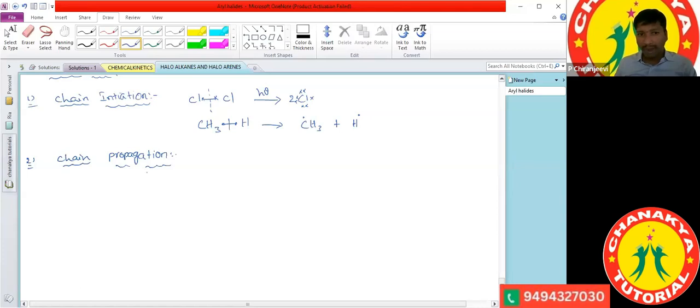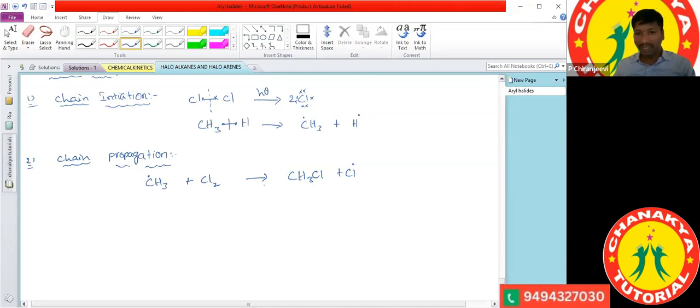What is meant by chain propagation? Now here you got a methyl radical, CH3 radical. It reacts with a chlorine molecule, and it forms CH3Cl plus a Cl radical. Once the product is formed, the reaction is not going to stop. That is the only drawback in the free radical mechanism. When is the reaction going to stop? Only when all the hydrogen atoms present in the molecule are used up. Until then, the reaction takes place continuously.